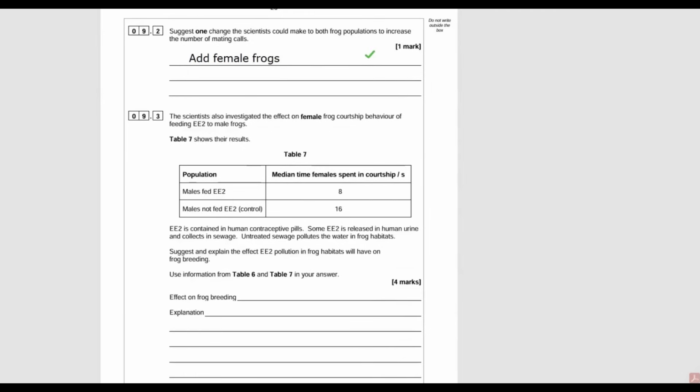Let's zing down. This is quite a short question, so let's zing down to the last bit of the question. 9.3. The scientists also investigate the effect on female frog courtship behavior of feeding EE2 to male frogs. So they're not giving the hormone to the female frogs. They're just seeing how it affected the females. Table 7 shows the result.